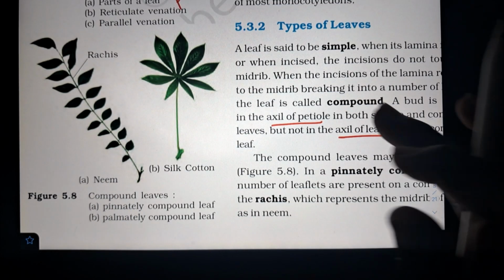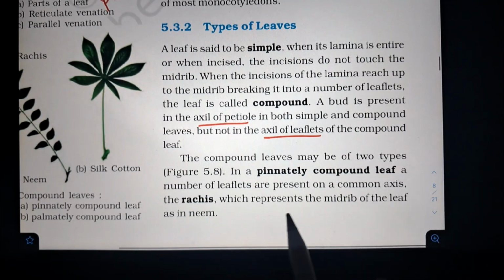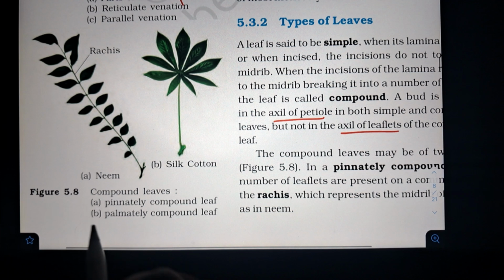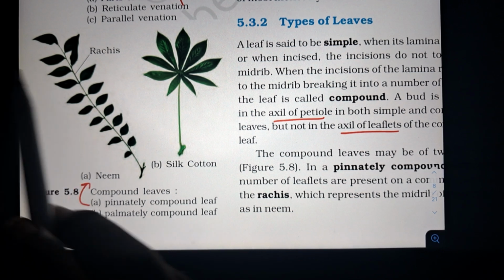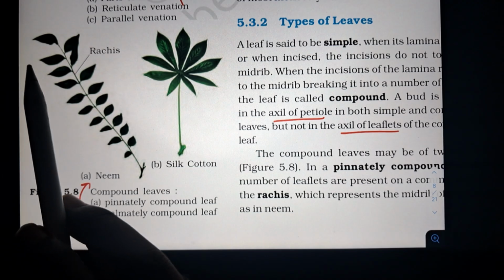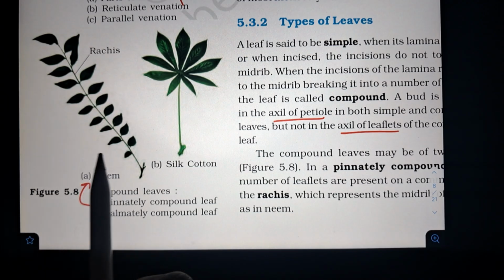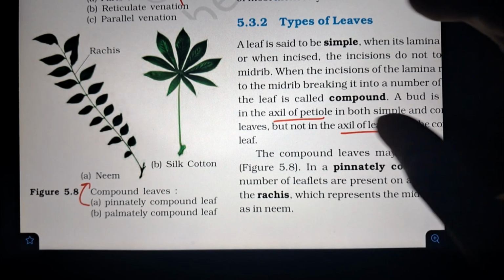Next, the rachis represents the midrib of the leaf, as in the neem. The pinnately compound example is neem. And here a number of leaflets are present on a common axis, which represents the midrib of the leaf.